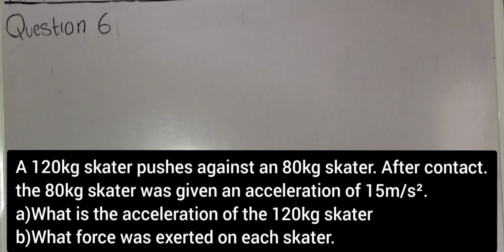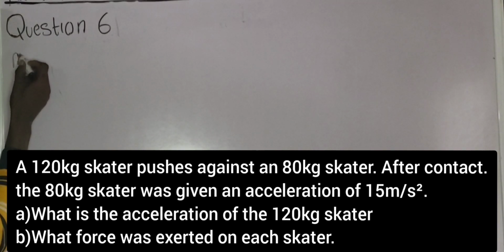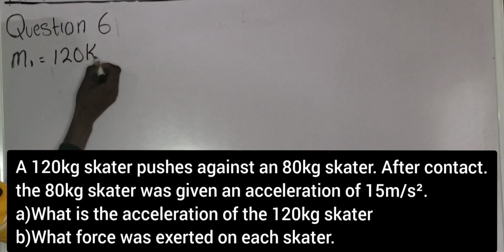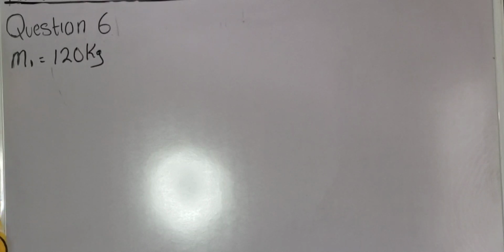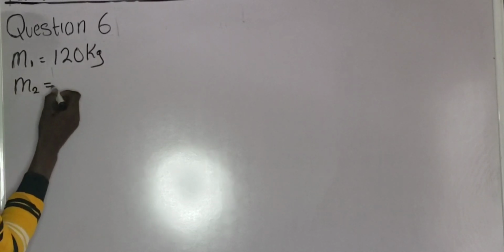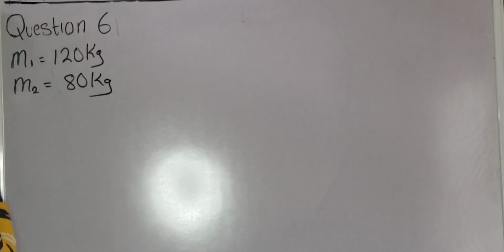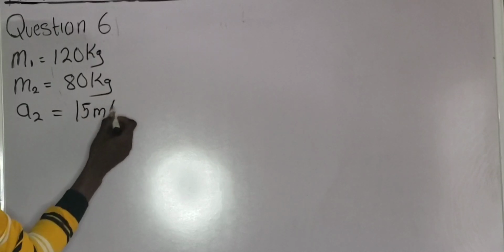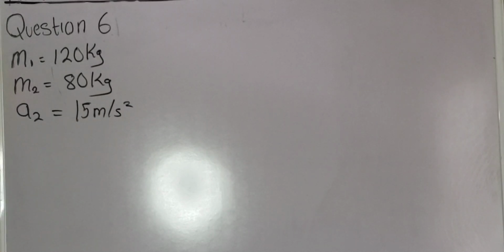We are given that the mass of the first skater, let me call it M1, is 120 kilogram. Then from the question, the mass of the second skater, let me call it M2, is 80 kilogram. Then we are given that after contact, the 80 kilogram skater was given an acceleration of 15 meters per second squared. That is the acceleration of the second skater, 15 meters per second squared. Okay, we are told to determine the acceleration of the 120 kilogram skater.